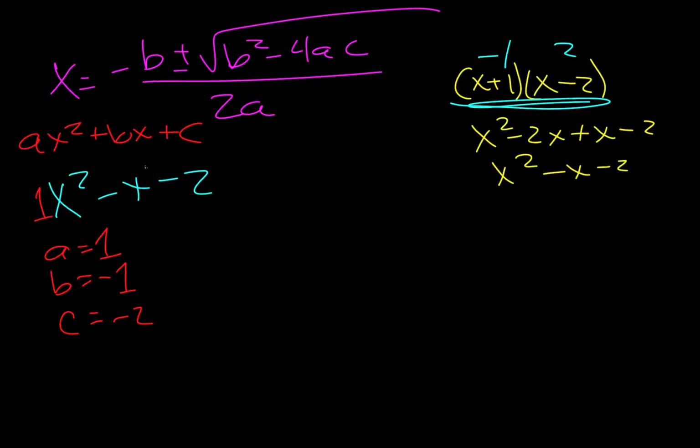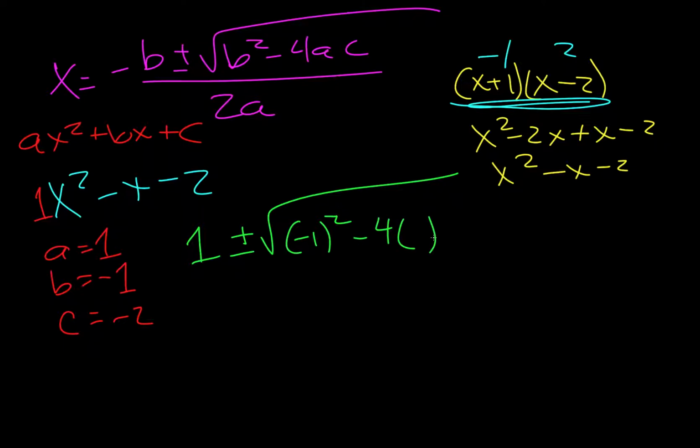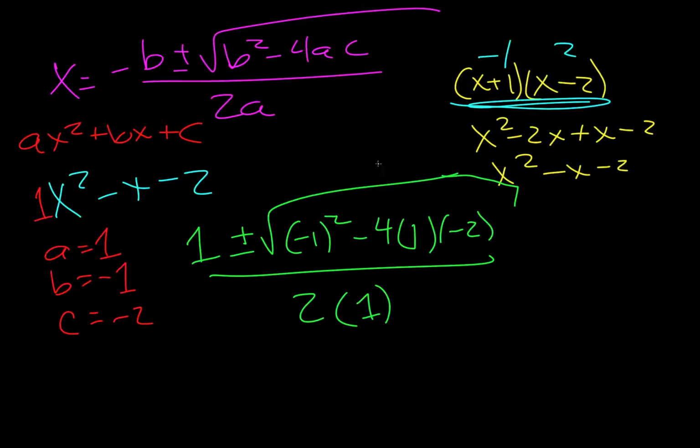So now we're going to take these values and plug them in right here. So we have -b, or the opposite of b, and so -1 actually becomes a +1, plus or minus, then b squared, so we get -1 squared minus 4 times a, which is 1, times c, which is -2, and that's all over 2 times 1 because it's 2 times a.